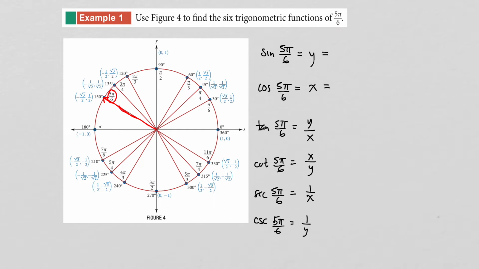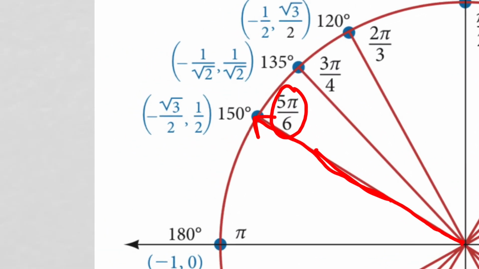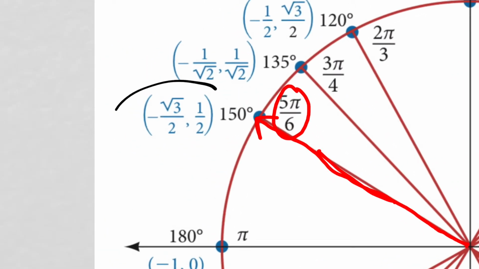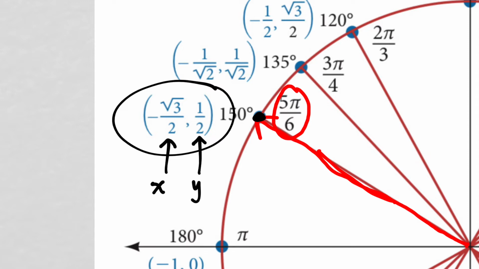So what I need to do is identify what is x and what is y for this angle 5 pi over 6. And you can get that just by looking at the point that corresponds to that angle. So the x-coordinate of that point is negative radical 3 over 2. The y-coordinate of that point is 1/2.